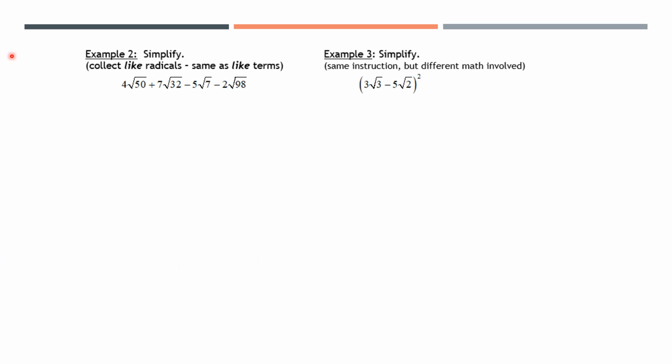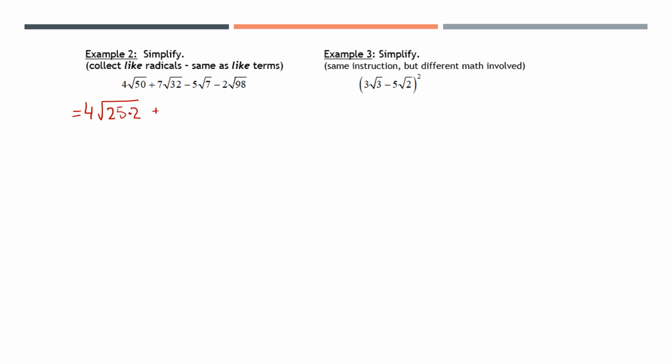Example 2, simplify. Now we know what that means. But here's a new step. We're going to collect some like radicals, same as like terms. We're not actually ready for that step yet. We're going to start going back to what we just did before. Just look at that 4 root 50. Can that root 50 be reduced to lowest terms? It can. So I'm going to write that 50 as a square root of 25 times 2.